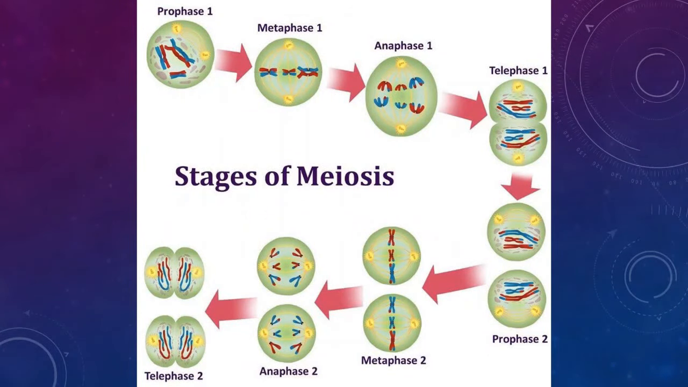Okay, let you see the overall picture of the stages of meiosis. The cells go through prophase 1, metaphase 1, anaphase 1, telophase 1, cytokinesis, interphase, then prophase 2, metaphase 2, anaphase 2, telophase 2. Okay, now let us go to the stages of meiosis in detail.